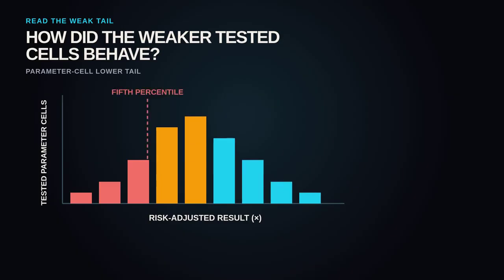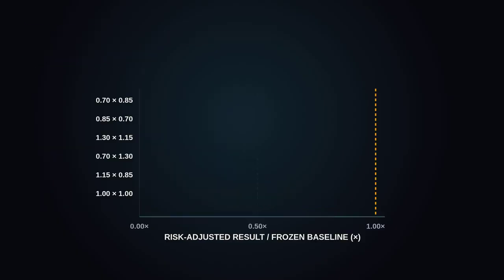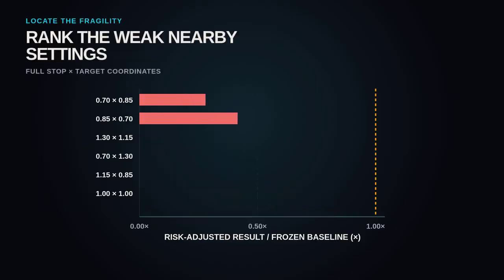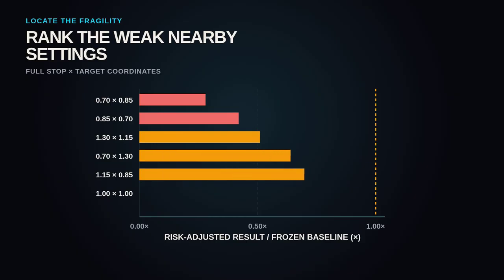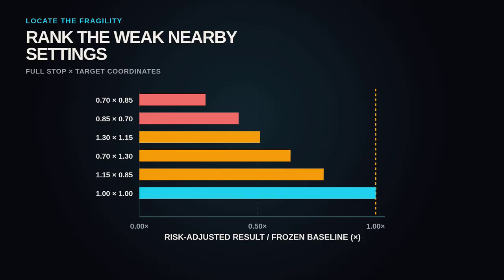But do not stop at the summit. The lower tail distribution asks how the weaker tested cells behaved. Its fifth percentile is the level below which roughly 5% of cells fall. If that weak tail remains near the baseline, the neighborhood is steadier. If it drops sharply, the peak hides fragile neighbors. Ranked bars identify which settings caused the damage.